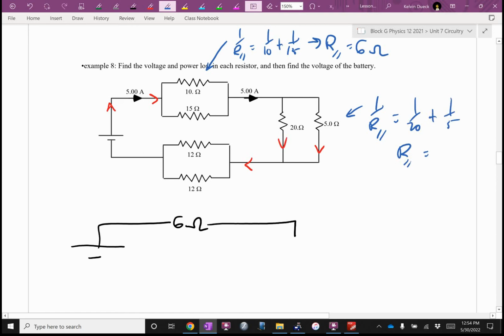What can I replace this with? 1 over 20 is 0.05. I'm getting 0.25 in my head, and I think the reciprocal is 4? Yeah. I'm impressed with myself. And so in my little sketch down here, I'm going to put a little 4 ohm.